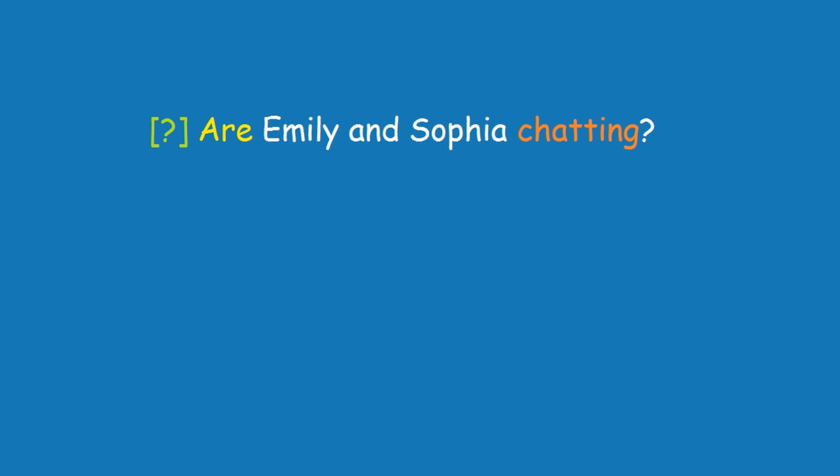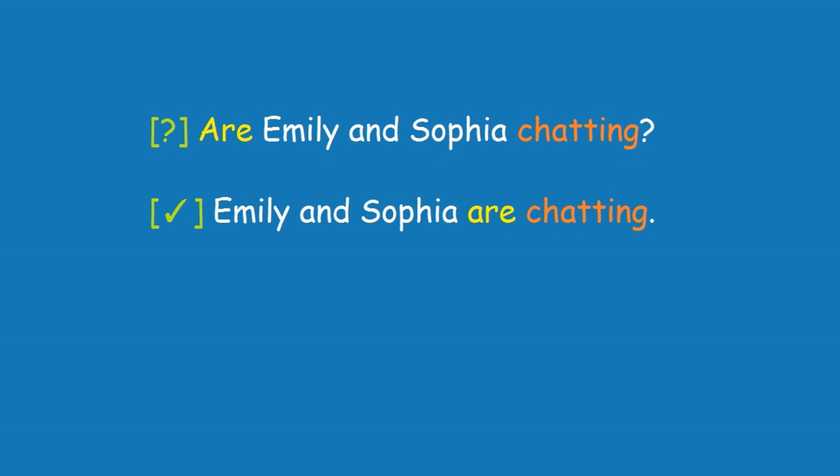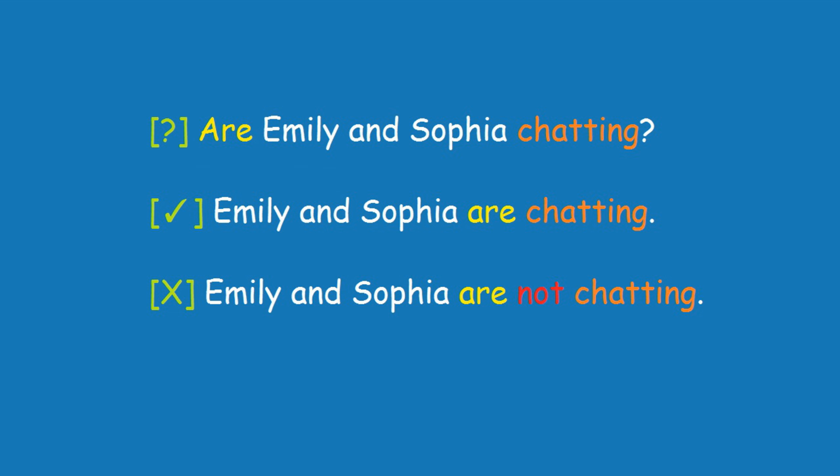Next sentence. Are Emily and Sophia chatting? This sentence is in the interrogative form. Now here is the affirmative form. We switch the positions of the auxiliary verb and the subject, the whole subject. Okay, then we get Emily and Sophia are chatting. This is the affirmative. Okay, how about the negative form? Emily and Sophia are not chatting.